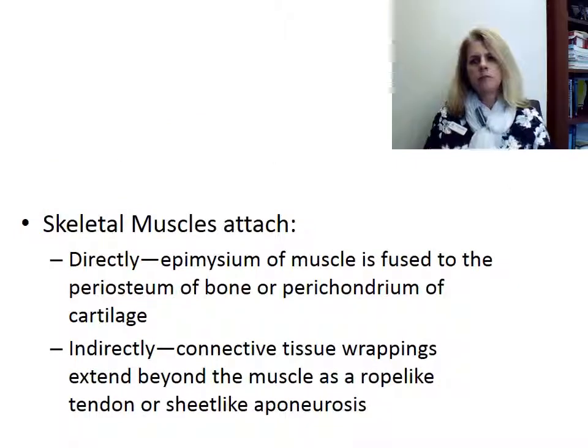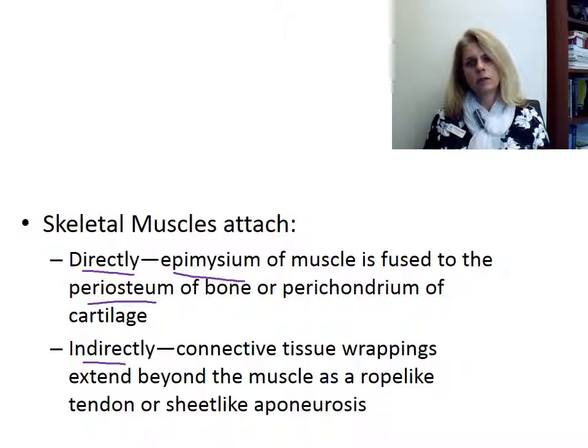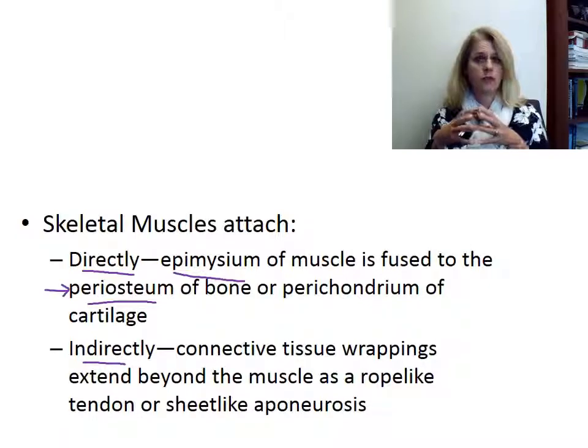Now, how do those muscles attach to the bone? Well, you can attach them directly or indirectly. If it's direct, then the epimysium of the muscle is going to fuse with the periosteum of the bone. So that's a direct connection. Hopefully you remember the periosteum, which is that covering of the bone. The epimysium and the perimysium fuse and join the bone and muscle together directly.